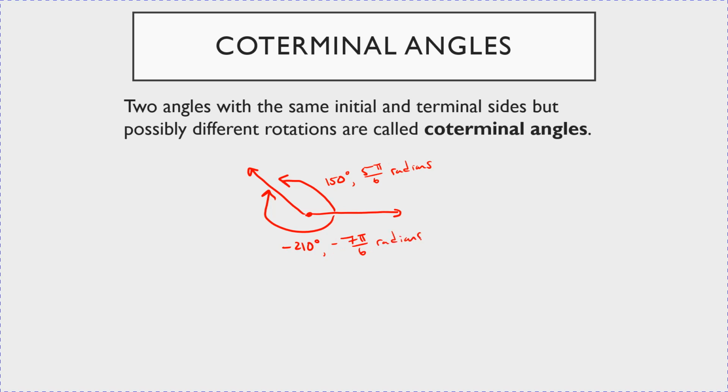Okay, these are called coterminal angles. They have the same initial side, same terminal side, just one is a positive angle and one is a negative angle. So they have different rotations. And so what I want to show you how to do on the next slide is how to find coterminal angles.